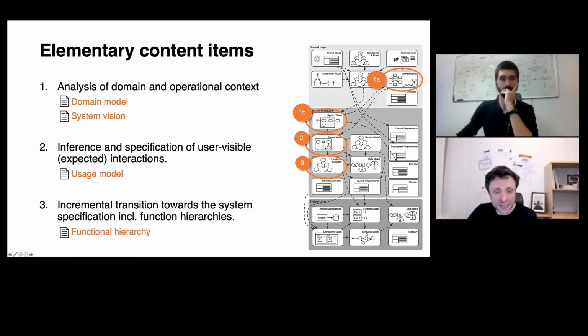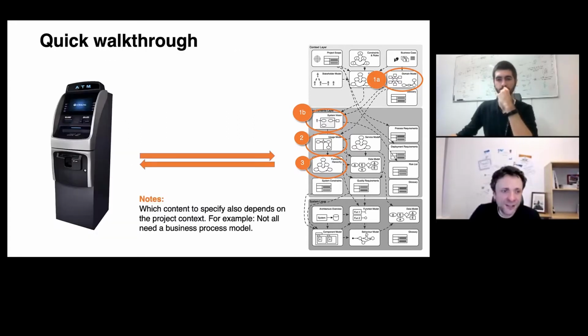And in the last step, I identify those system-sided actions, those system-sided functions, and I refine them further as a means to move on to the solution space. Now, let's go through this once more, but this time with a little bit more detail. We'll be looking into the actual content items. And again, we will be relying on our banking example using our beloved ATM.